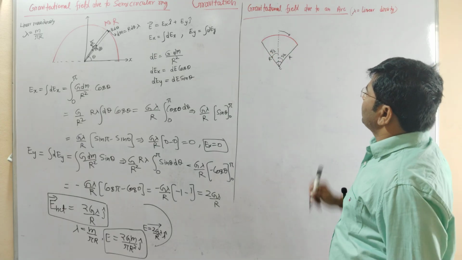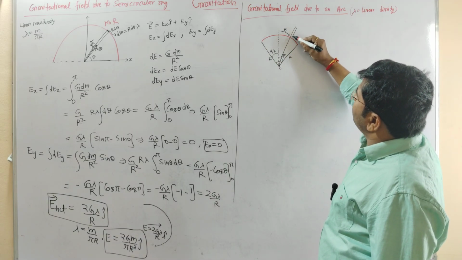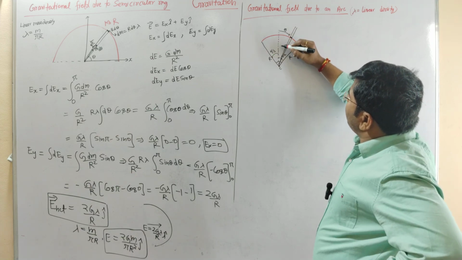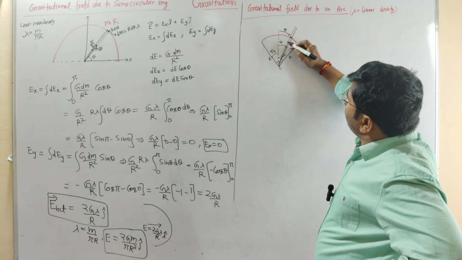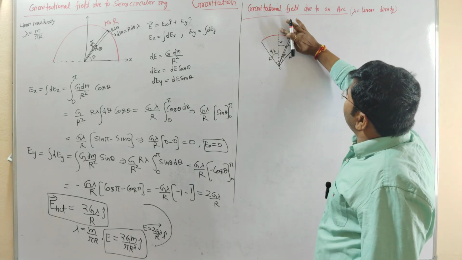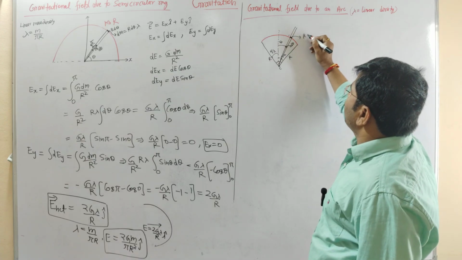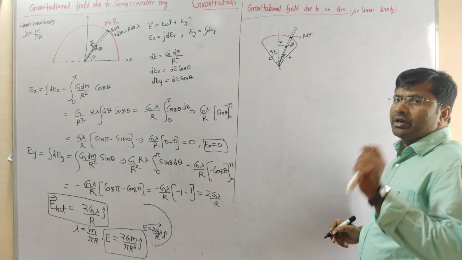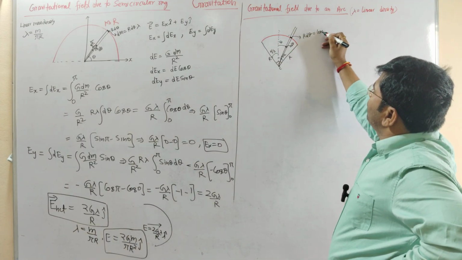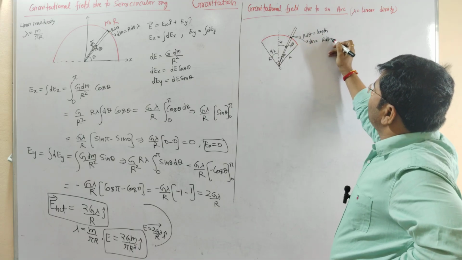Now what I am going to do is take an element here at angle theta of d theta. So this is a very small part, this angle is theta, this angle is d theta. What is the length of this much part? I can write r into d theta, because arc length equals radius into theta. I am interested in mass. So what is the mass of this part? Mass dm, I can write length into linear mass density.